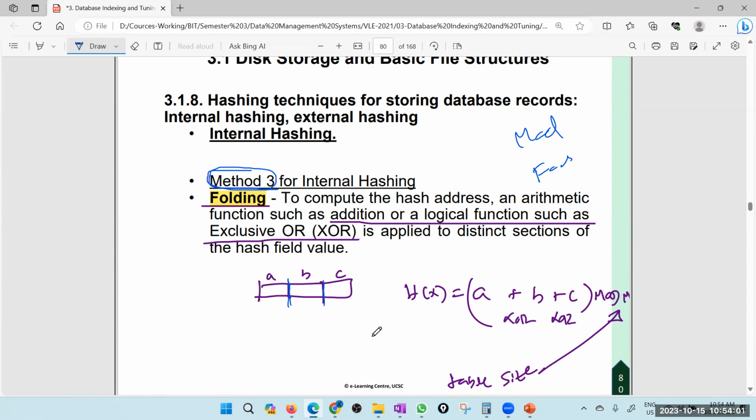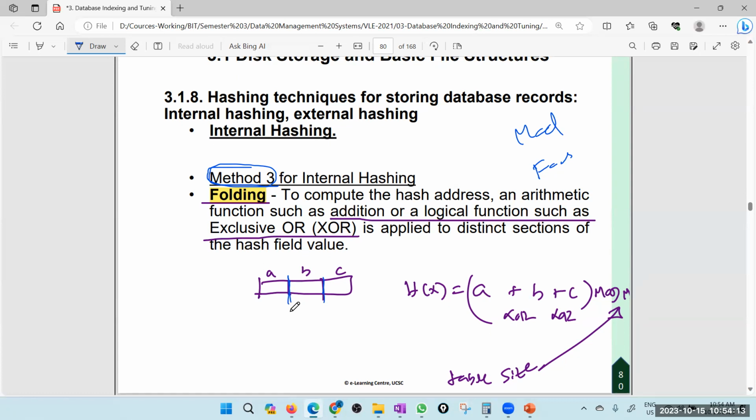So then we call it folding. Then maybe we can do the mod operation. So rather than simply doing the mod operation, this is to make it more randomized. Okay.